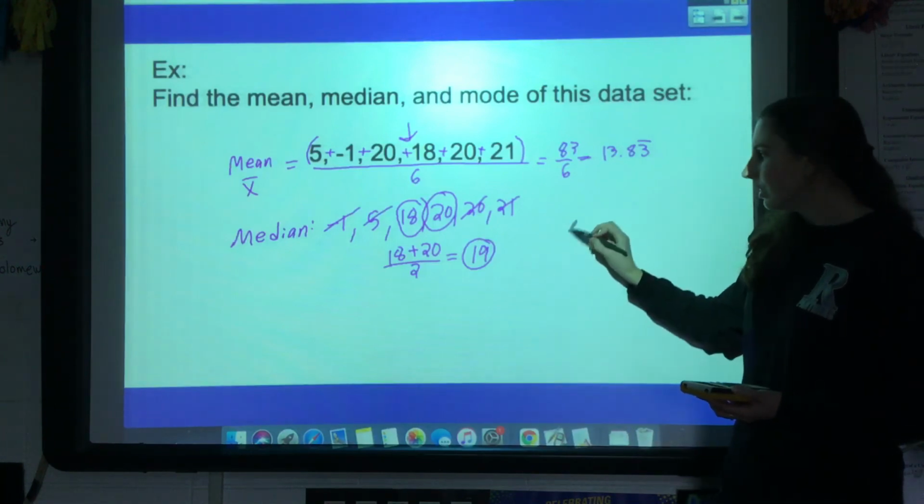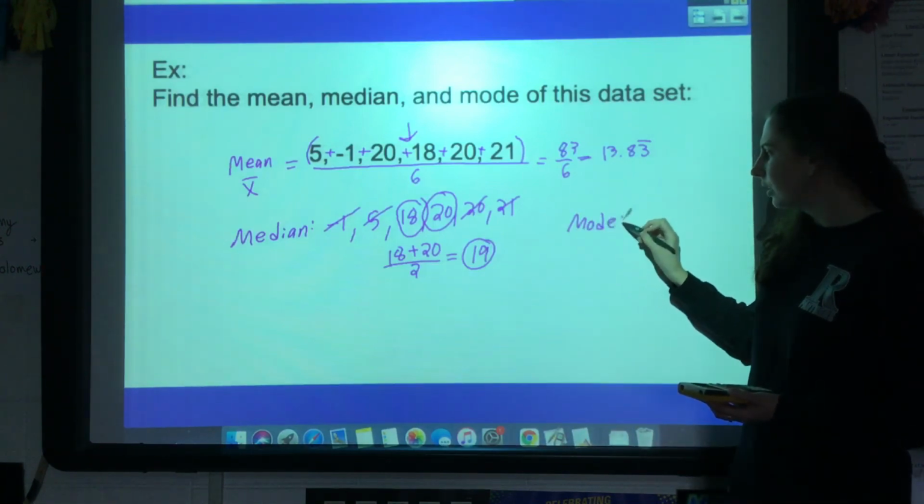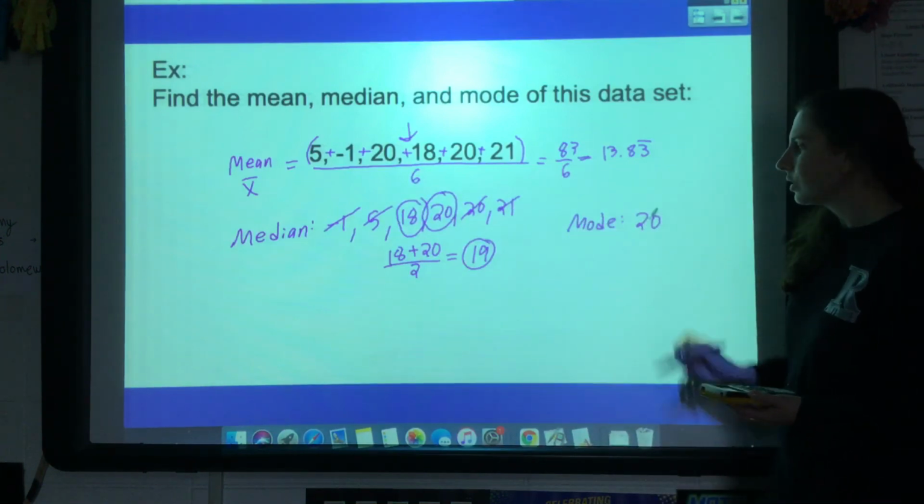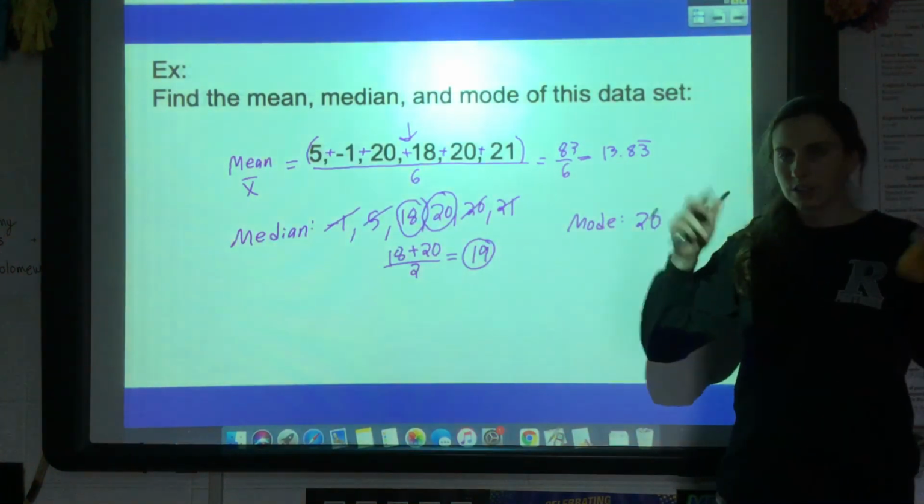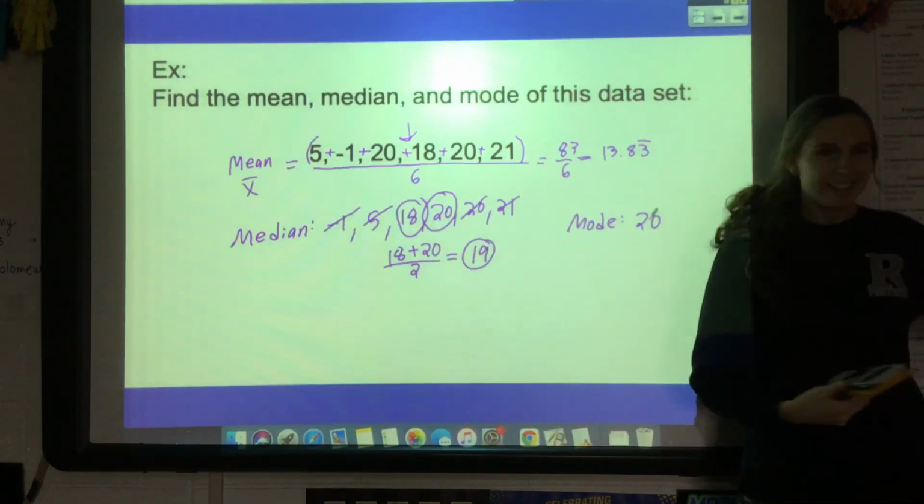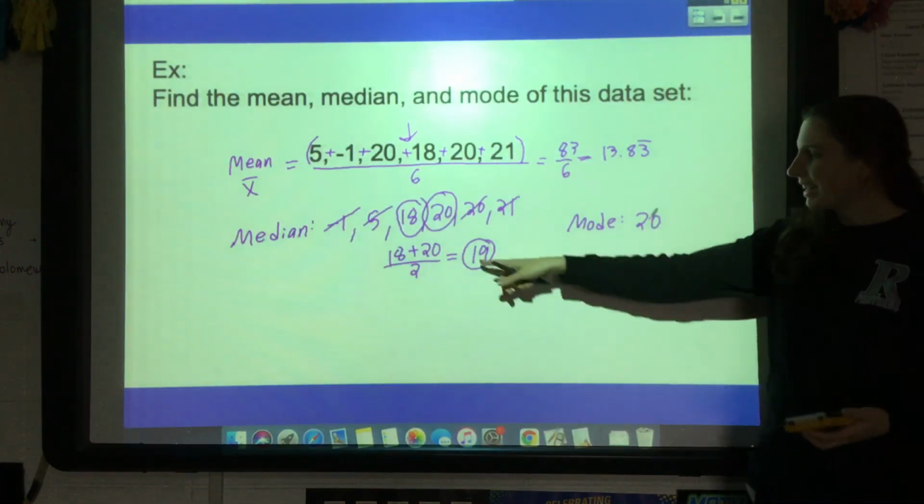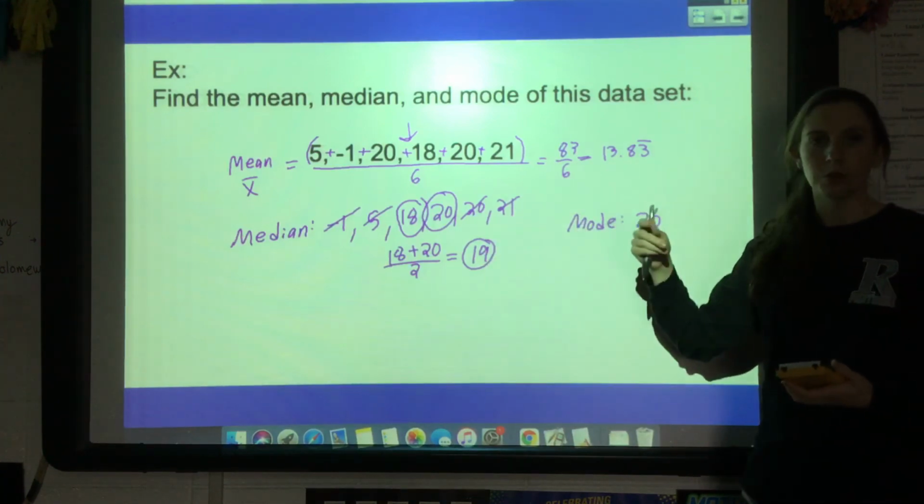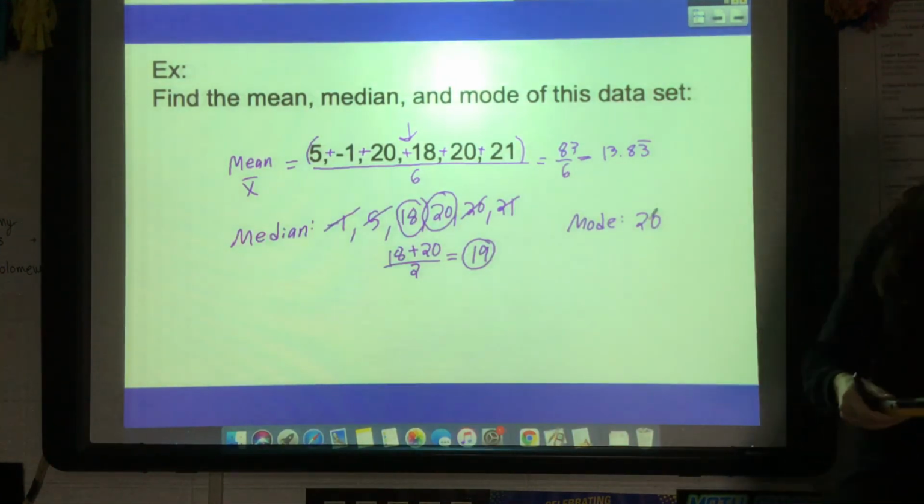And then the mode is just the one that's there the most often, which in this case, the only one that repeats is the 20. So each of these represents the center of this data. It could be 13.8, it could be 19, or it could be 20. It just depends on which of these you use. This is right there for you.